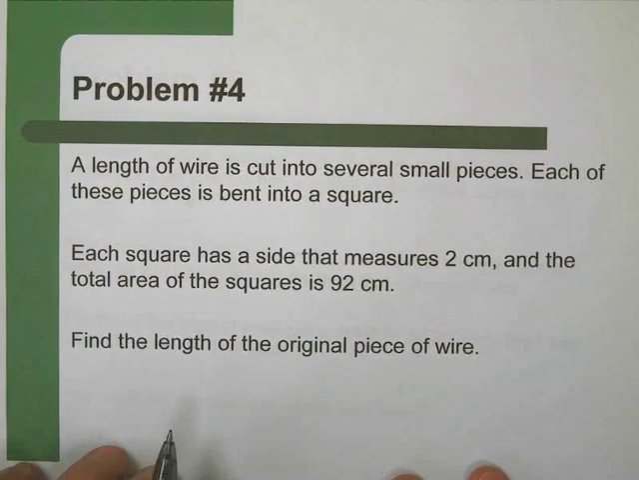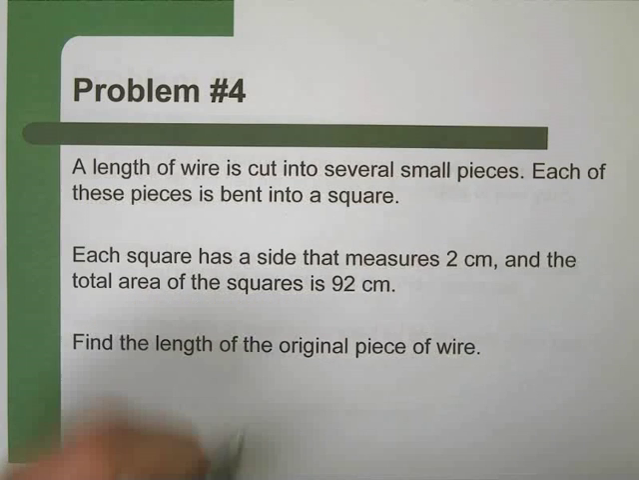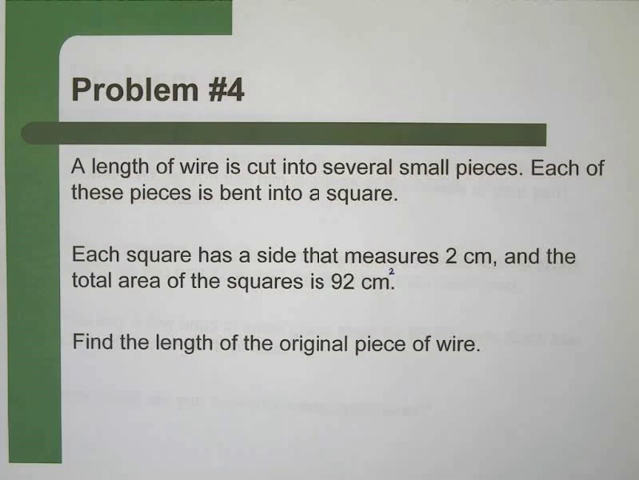We have a length of wire that's cut into several small pieces, and each of those pieces is bent into a square. Each square has a side that measures 2 centimeters, and the total area of the squares is 92 centimeters squared. Find the length of the original piece of wire. Okay, find the length of the original piece of wire.